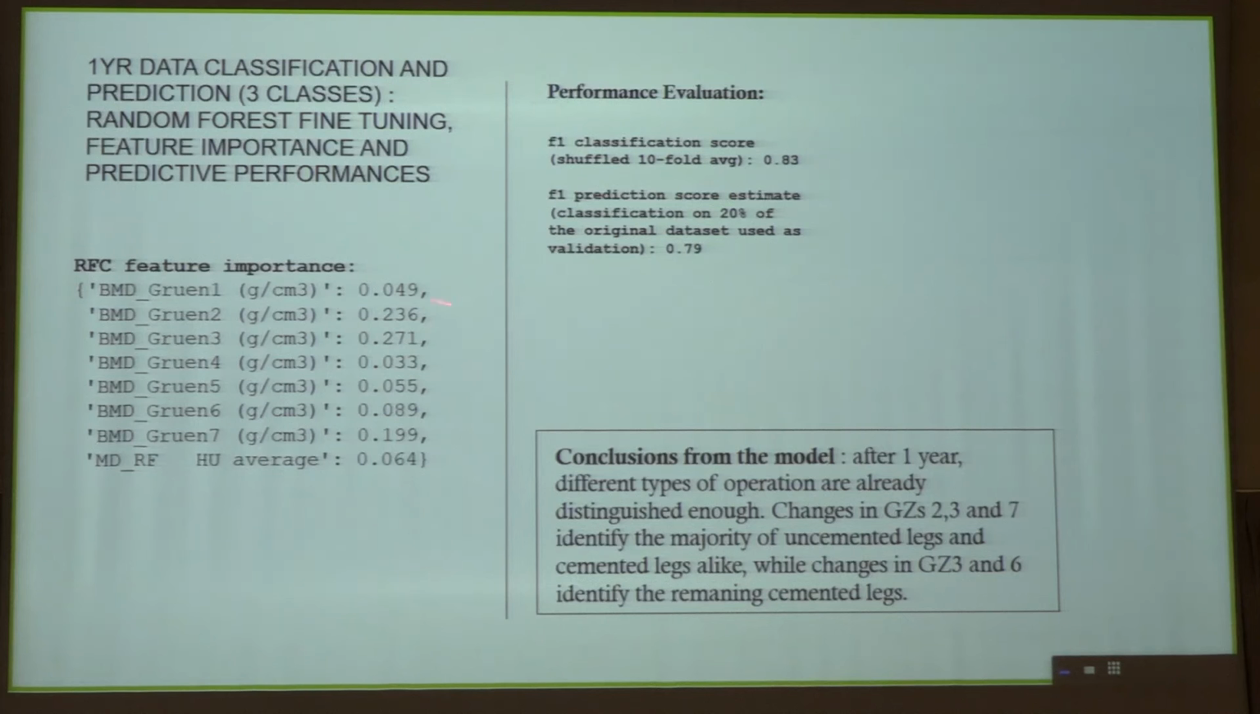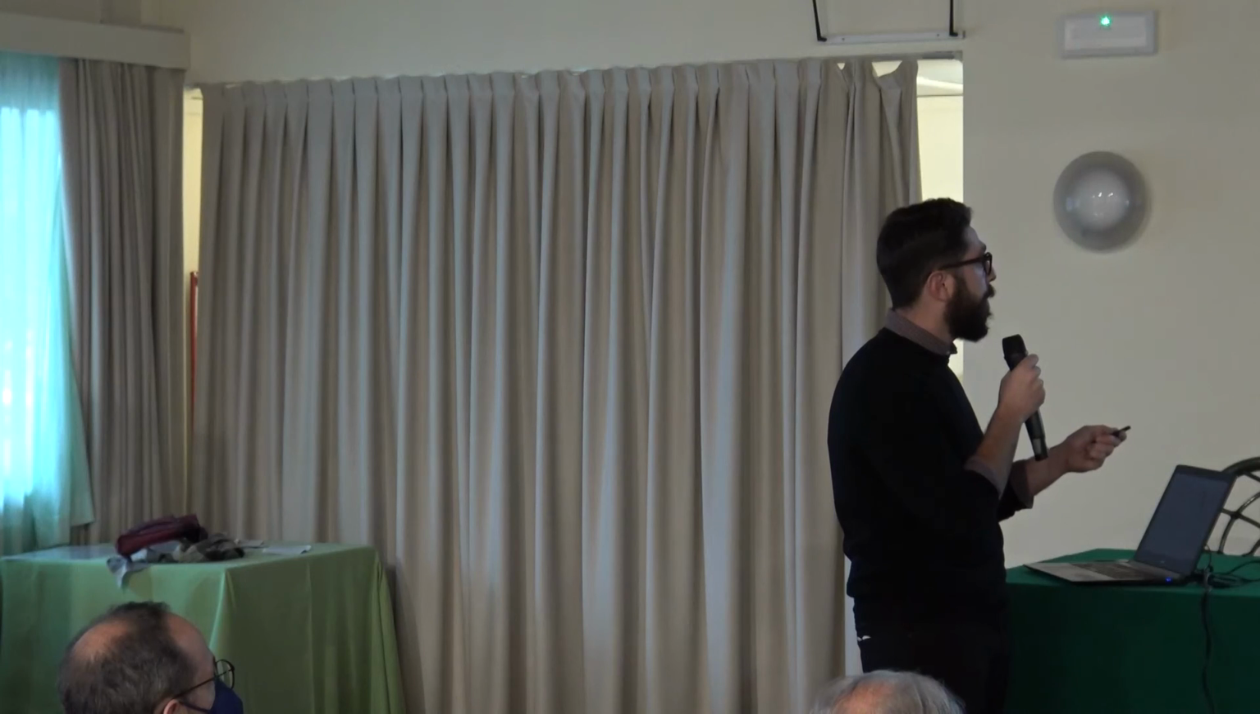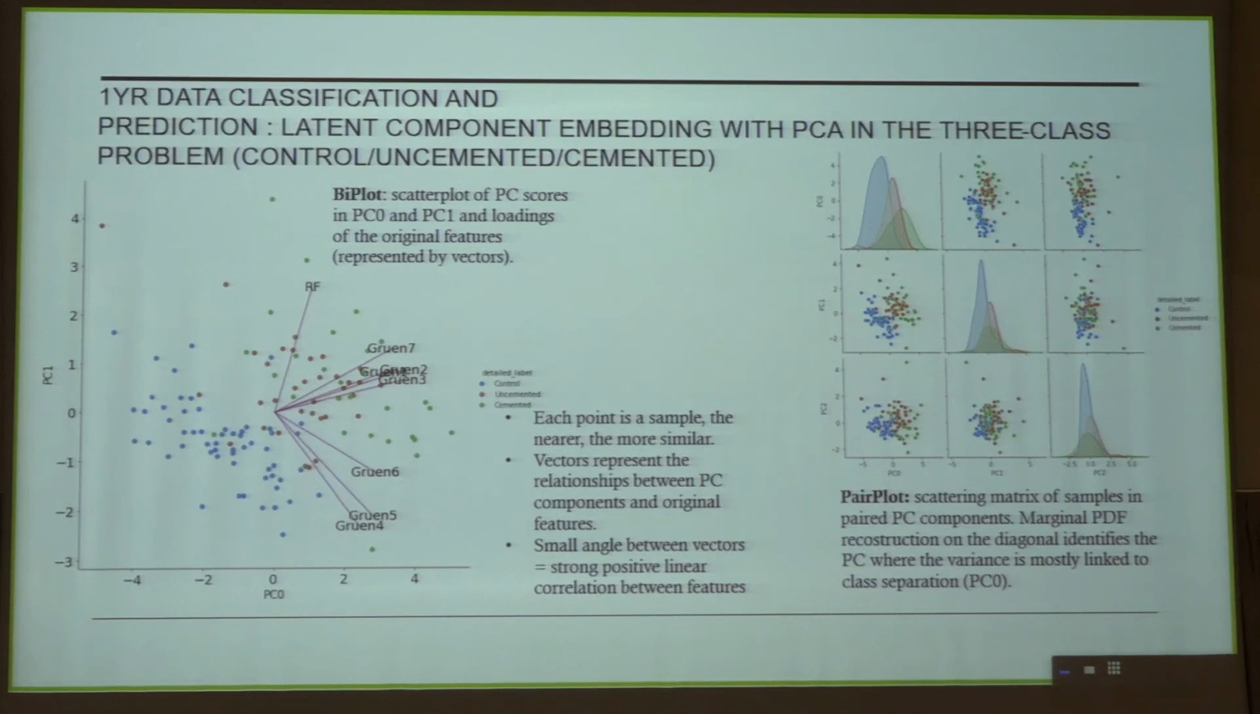And this is basically what, once again, the random forest trained on the three-class problem tells us. After 1 year, the types of operation are somewhat distinguished, and the entity of this distinction is given by the performance of the decision trees. The important features are Gruen zones 2, 3, and 7. And we have a little cluster, if we get back here, that is also defined by Gruen zone 6, especially from the cemented class.